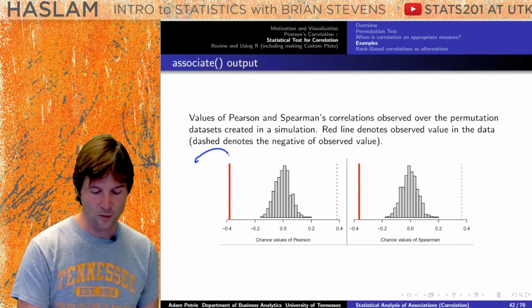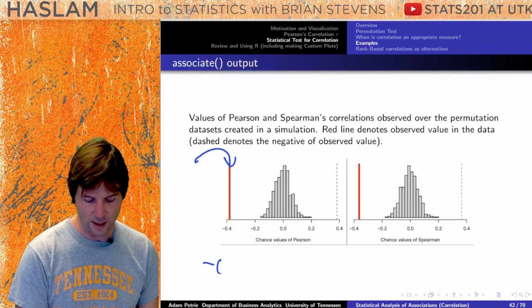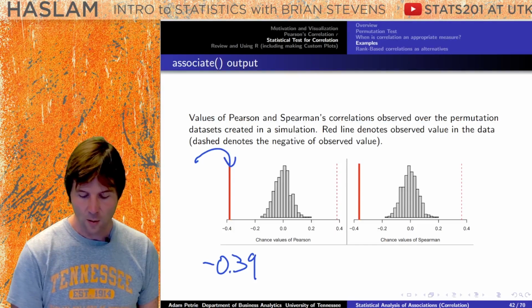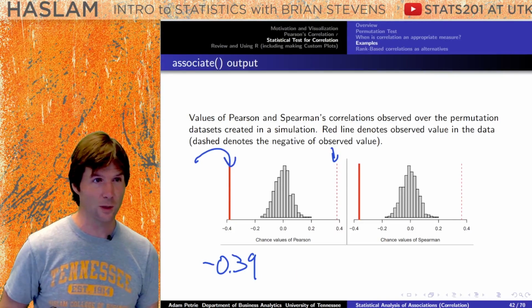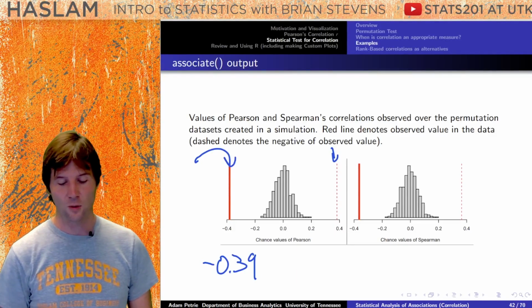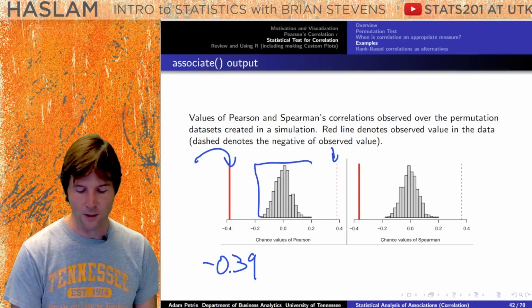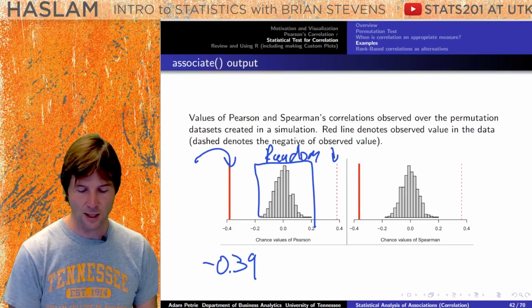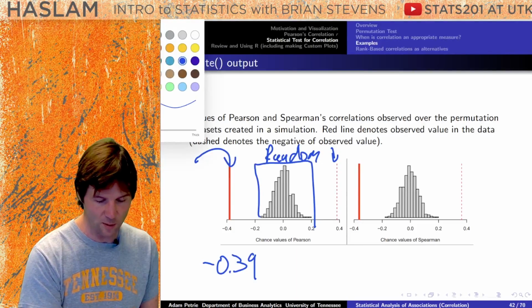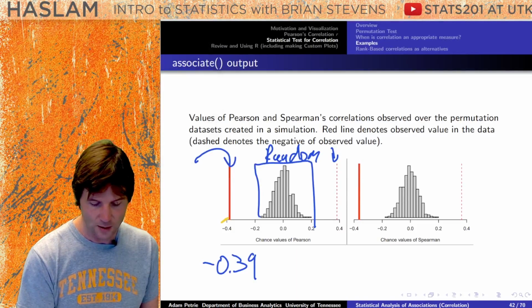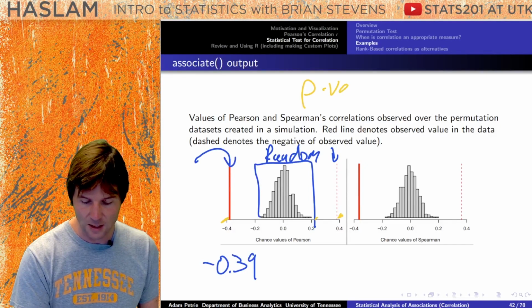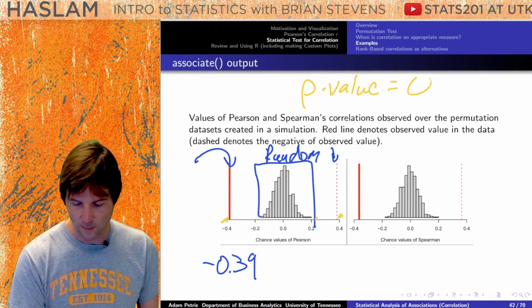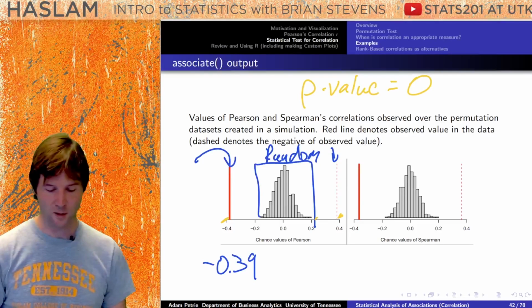This is your observed correlation. Your observed correlation is about -0.39 or so. One just as extreme, that is not your observed correlation, but one just as extreme, is 0.39. Notice that none of the random results are outside of there. So what's interesting is we can actually estimate the p-value. Since there are no results as extreme, the p-value is going to be estimated to be 0 for both of these. We'll talk about Spearman in another lecture.